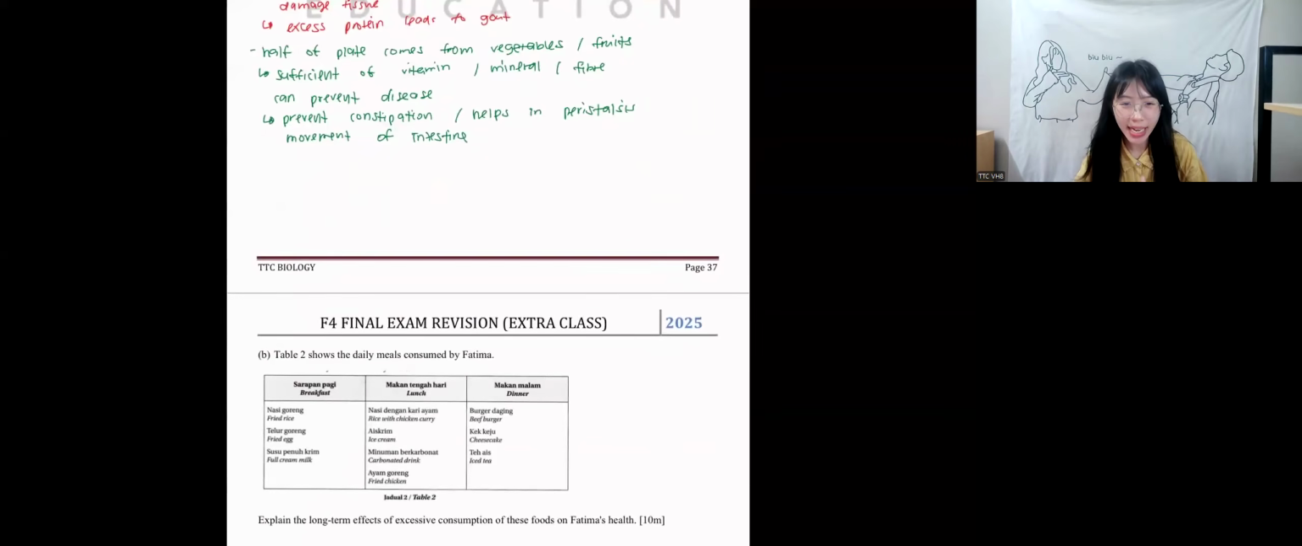Table 2 shows a daily meal consumed by Fatima. Explain the long-term effect of excessive consumption of this food on Fatima's health. Fatima's breakfast is fried rice, fried egg, full cream milk. Lunch is rice with curry chicken, ice cream, carbonated drink, fried chicken. Dinner is beef burger, cheesecake, iced tea.